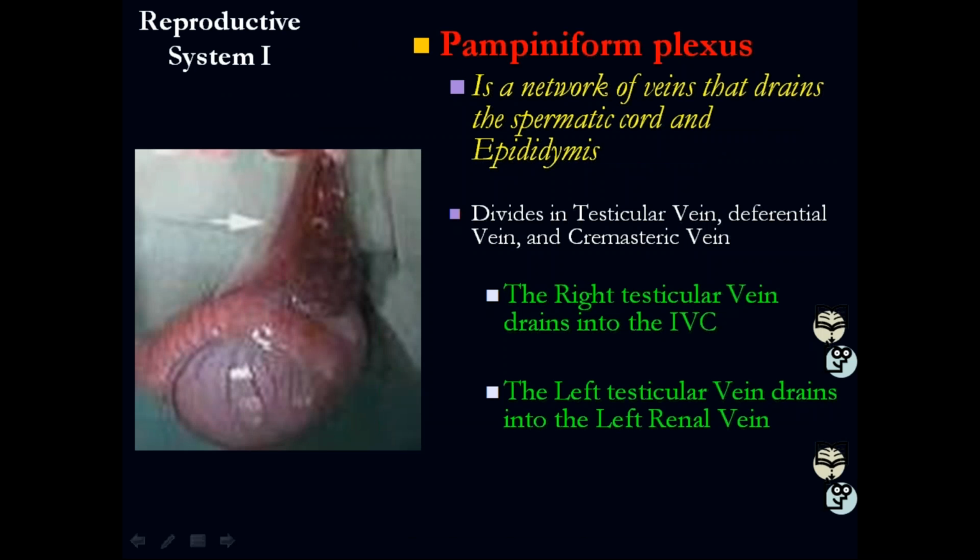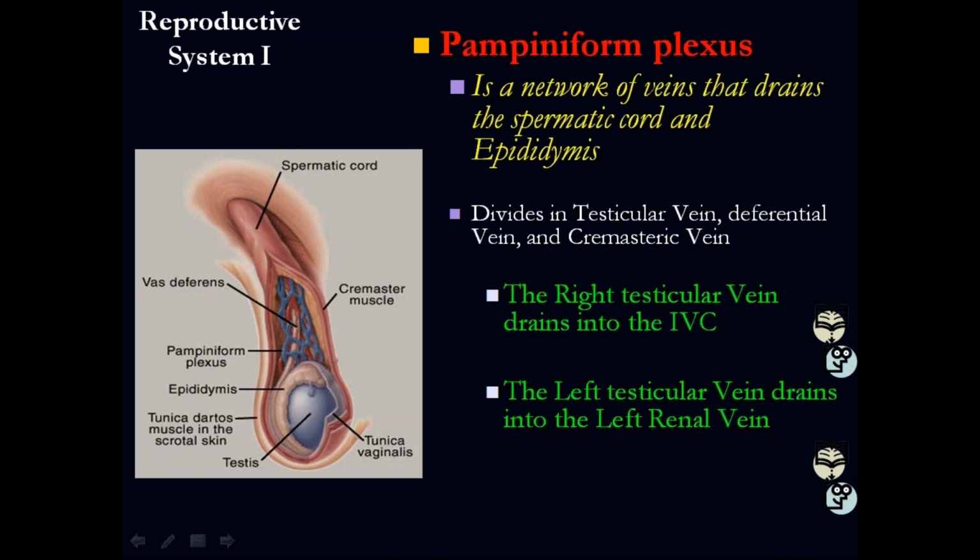We are going to talk about the pampiniform plexus, because we were talking about the spermatic cord that goes through the inguinal canal. The spermatic cord has veins, and because of their distribution, they are called the pampiniform plexus. We have another pampiniform plexus in females that we will see in the next class. Here we have the testicle, epididymis, and vas deferens. This red is the spermatic artery coming from the aorta, and this is the spermatic vein.